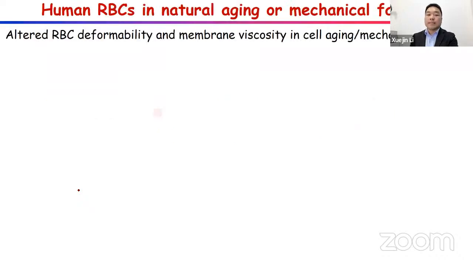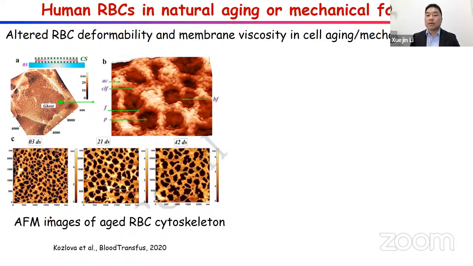As we know, in the cell natural aging and mechanical fatigue process, the cell deformability and the membrane viscosity change. For example, there is cell membrane remodeling in the cell aging process. And this would cause the rupture of the spectrin filament, like this one. And small pores merge into larger pores. For example, in the left figure, you can see many pores there.